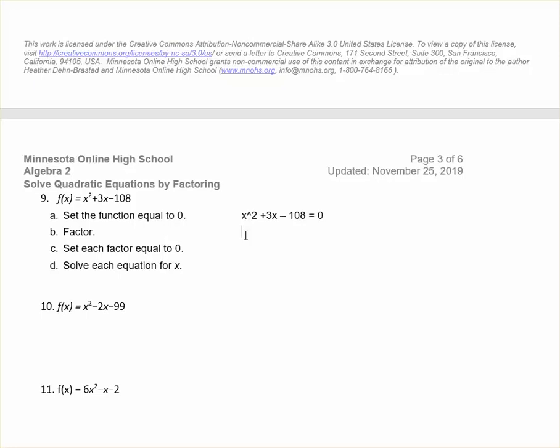This would factor as x, something, and then the second set of parentheses will also be x. I'm not sure what the factors are going to be yet, so I'm just going to leave the space there. Now over here, I'm going to figure out what the factors of negative 108 are, so that when we add those factors together, we get a positive 3.